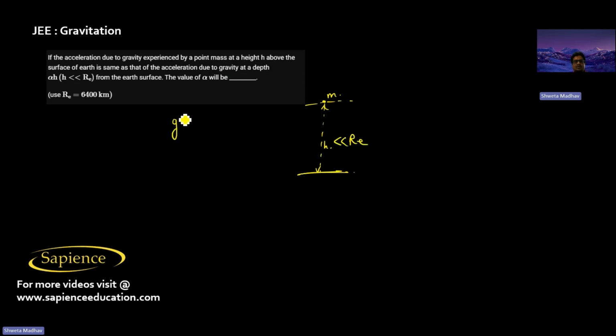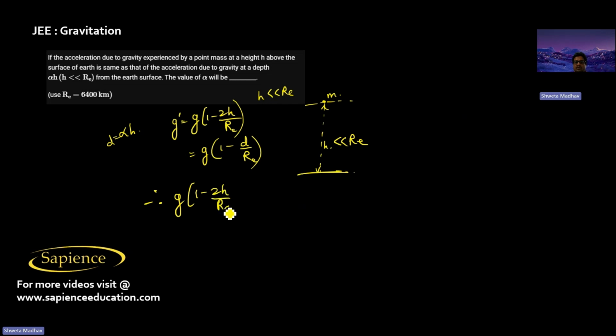So I will say that g dash is equal to g into 1 minus 2h by Re, since h is much less than Re, and that will be the same as at a depth d, which is alpha h. So it is g into 1 minus d by Re. So d is equal to alpha h. Therefore, I can say g into 1 minus 2h by Re is equal to g into 1 minus alpha h by Re. So obviously, alpha will be equal to 2.